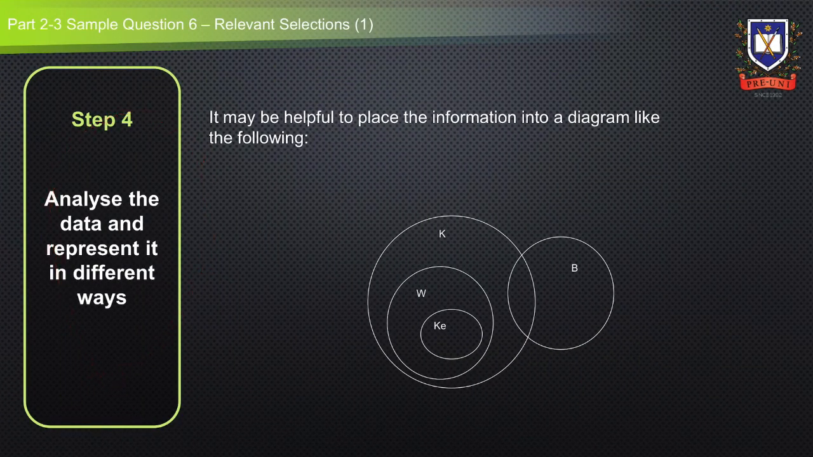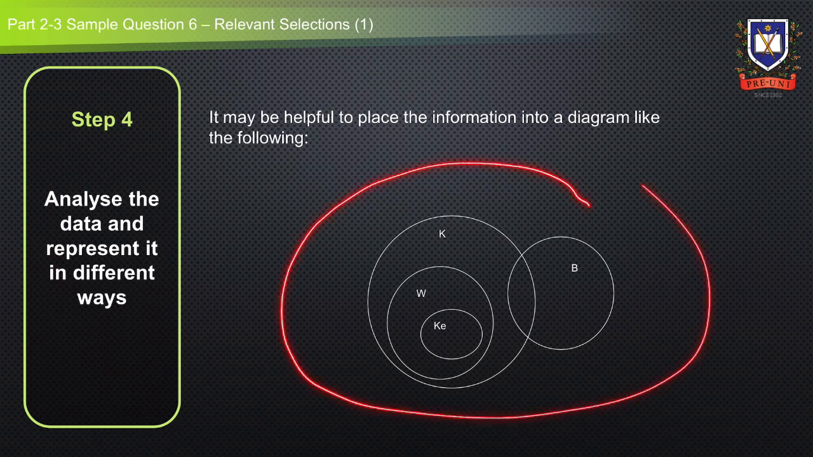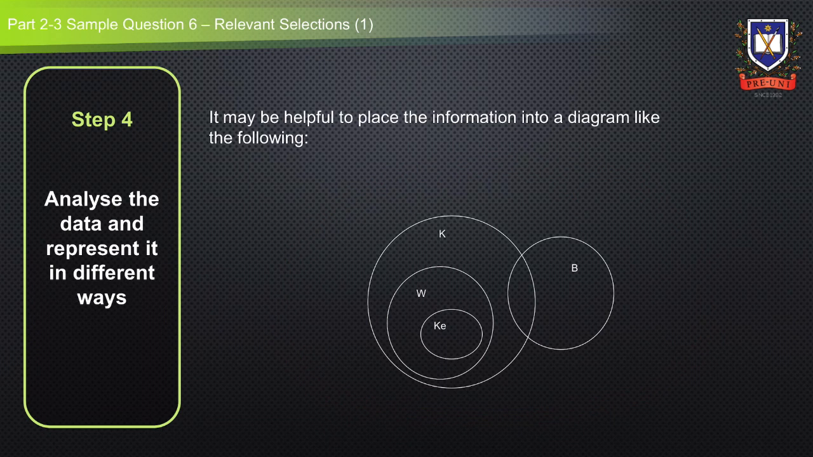Step 4 is to analyze the data and represent it in different ways. In this question, the information can be presented in a diagram as shown. The size represents the rough number of people who chose each game, and the overlaps represent people who liked more than one game.